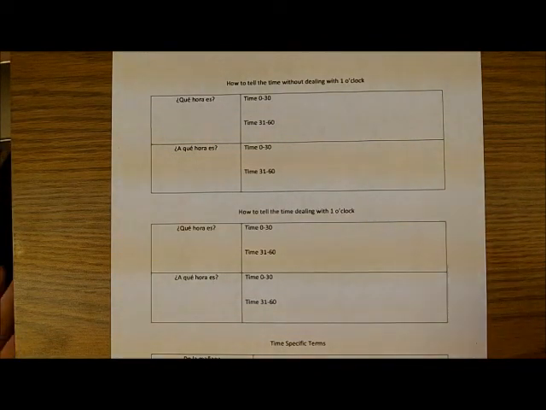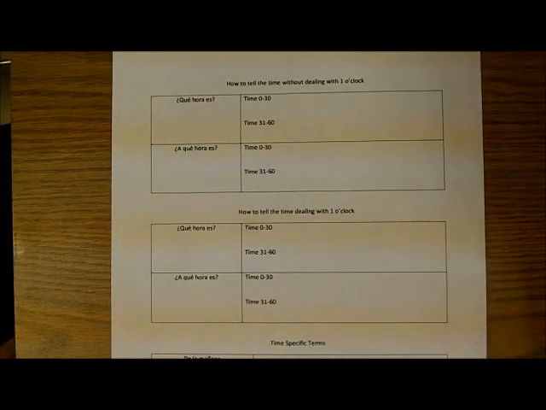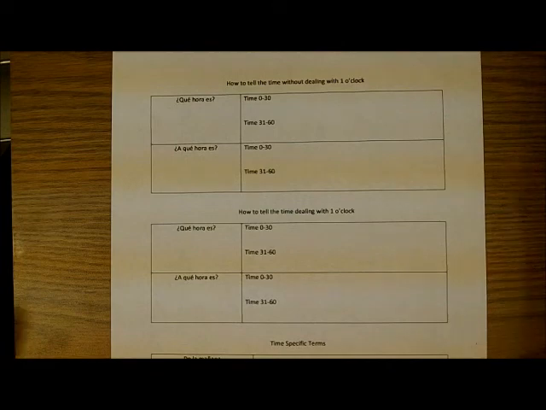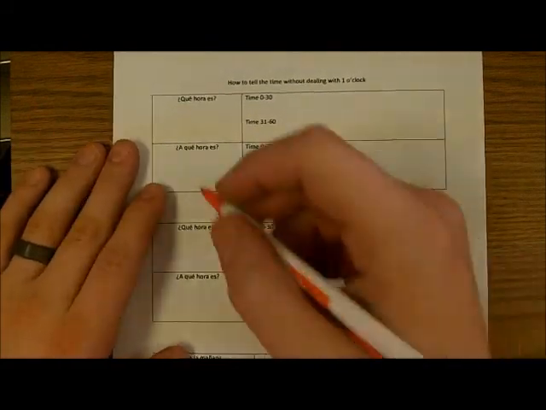So first thing we're going to do is talk about times that deal with everything other than 1 o'clock. This is not including 1 o'clock. So this is everything between 2 and 12. The first question we ask ourselves is ¿Qué hora es? That's like the signature question for this set. And that means, what time is it?